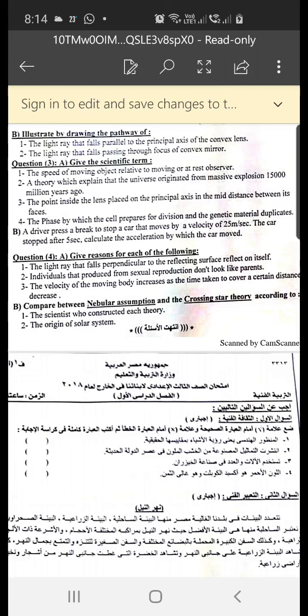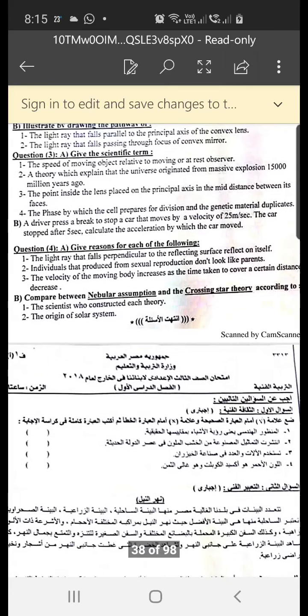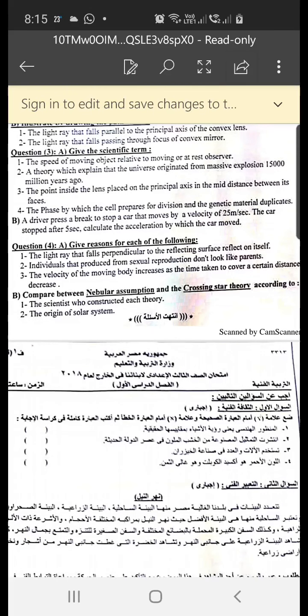Number 3, the velocity of a moving body increases as the time taken to cover a certain distance decreases. The answer is due to the inverse proportion between the velocity and the time. We mention the law: distance equals velocity times time, or velocity equals distance over time, v equals d over t. So the relation between velocity and time is inversely proportional.